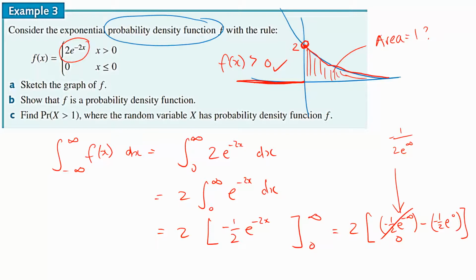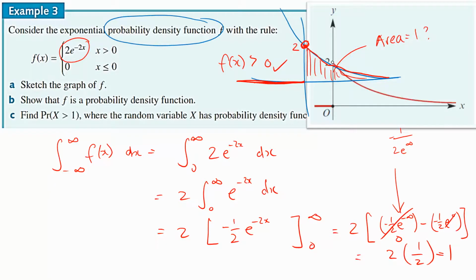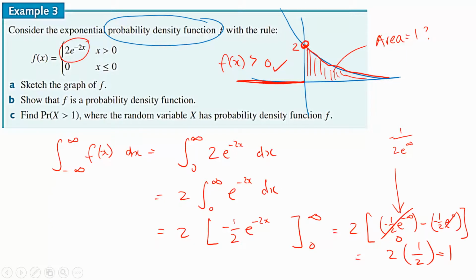Here, e to the power of zero we know is 1. 1 times negative half, 2 negatives make a positive, so right now I have a half, times 2 on the outside equals 1. So it's true. This is a PDF function because the graph is above the zero. So the function is above the x-axis, and the area underneath it adds up to 1. So the sum of all the probabilities, or sum of all the areas, equals 1.